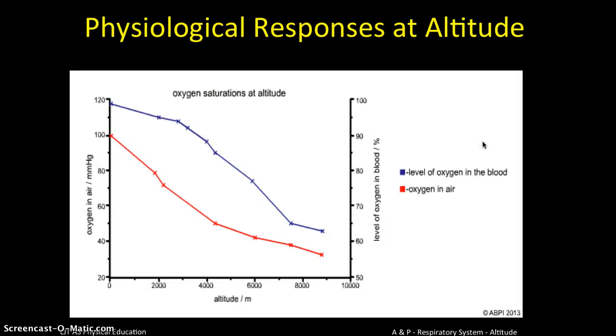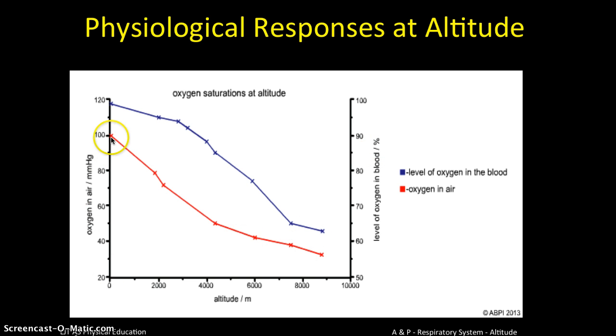Now, this graph really represents all of that. So we've got 0 to 10,000 meters increasing altitude. Now let's just look at the red one first, oxygen in the air. So at sea level, we have lots of oxygen in the atmosphere, and as we increase altitude, there's lower and lower and lower and lower partial pressures of oxygen. This axis is the level of oxygen in the blood, so the percentage saturation of haemoglobin.